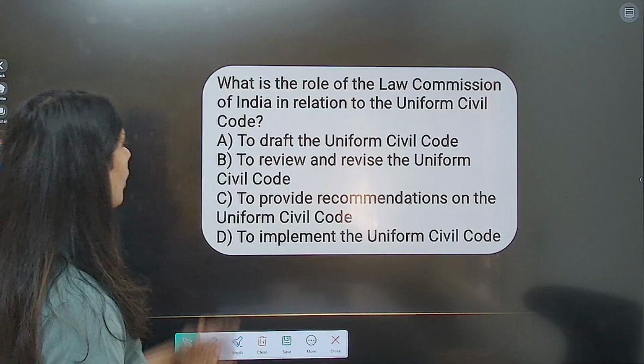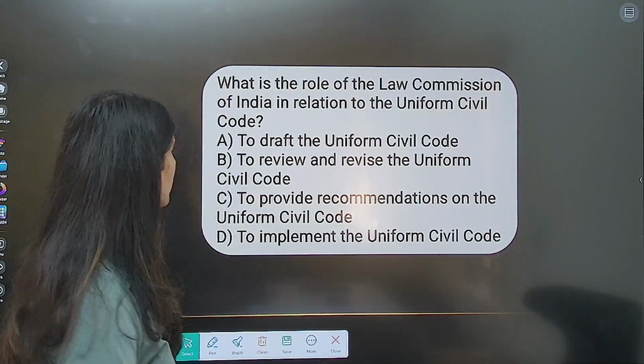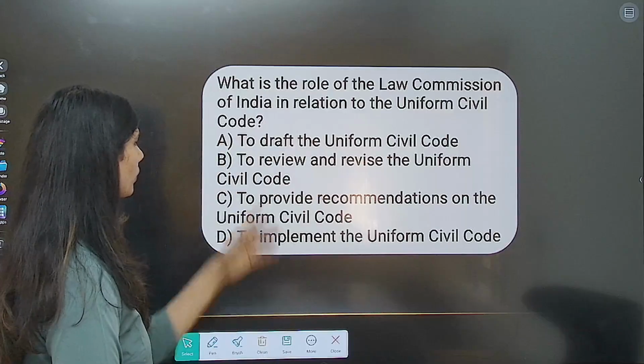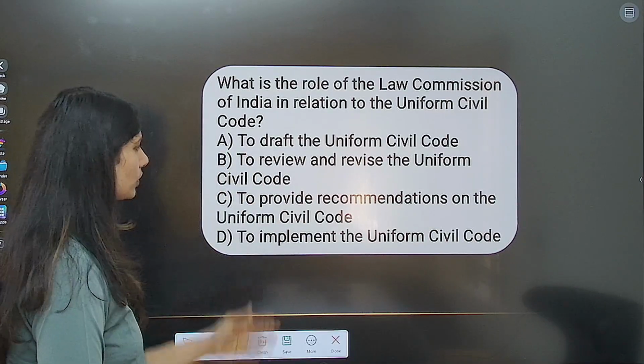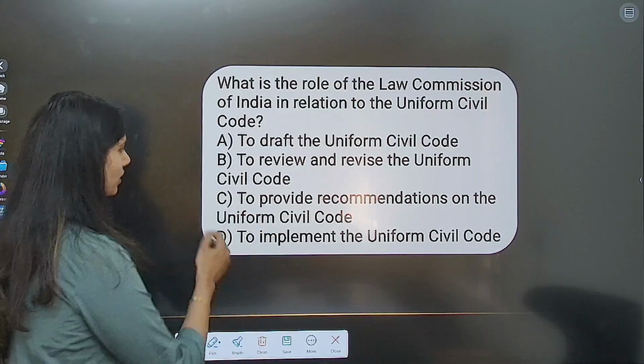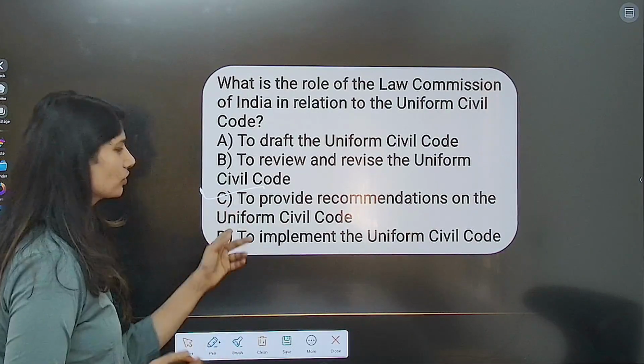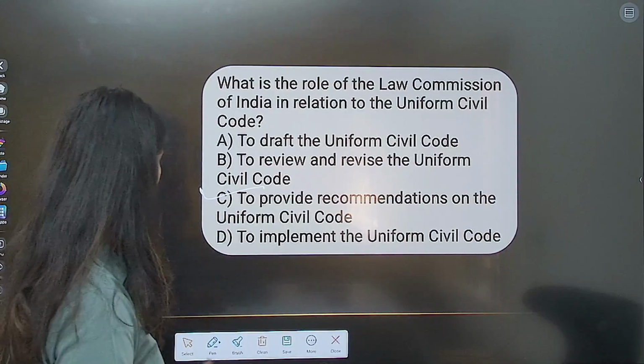What is the role of Law Commission of India in relation to Uniform Civil Code? To draft the Uniform Civil Code, to revive and revise Uniform Civil Code, to provide recommendations on Uniform Civil Code, to implement Uniform Civil Code. The answer is to provide recommendations on the Uniform Civil Code.